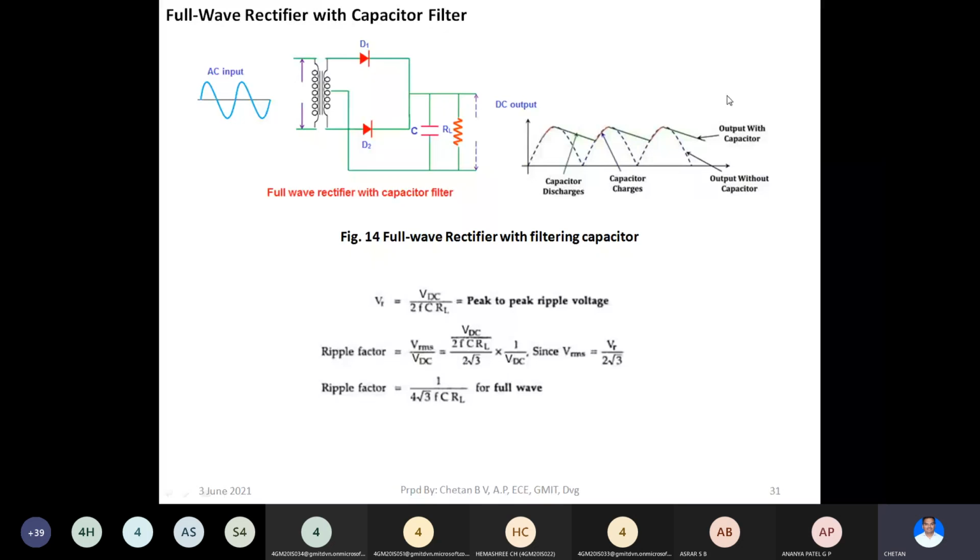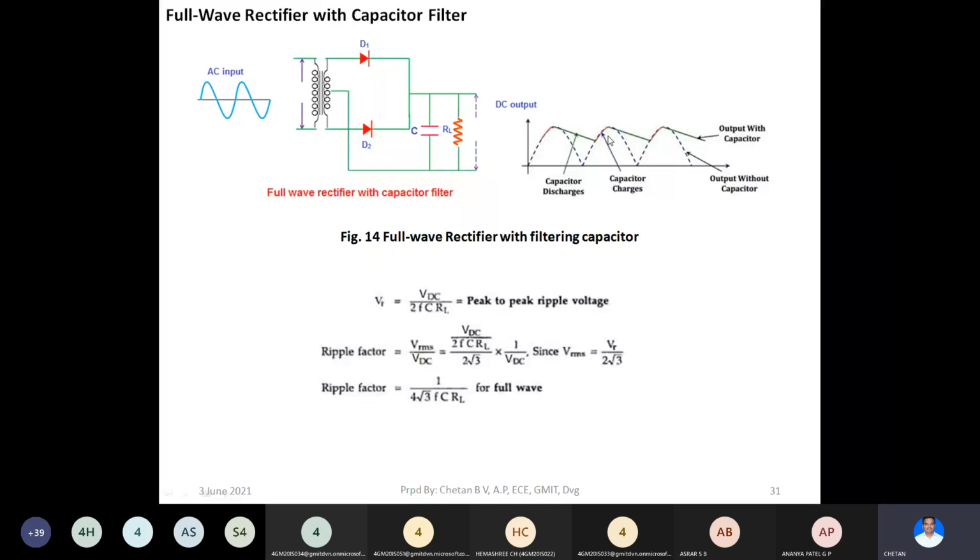Then after reaching the peak, again the capacitor discharges, and this third cycle indicates that the capacitor is again charging through D1, and this process will continue, so that you get an output waveform which is nearly equal to a straight line, which means that the amount of ripple is reduced. And these are some of the formulas with respect to this full wave rectifier and full wave rectifier with capacitor filter. And again, the derivation is not in the scope of discussion for this topic.